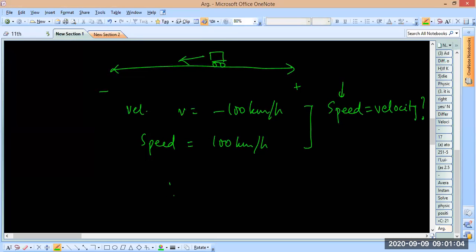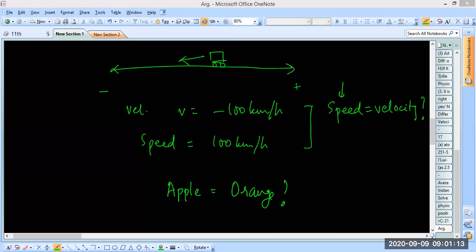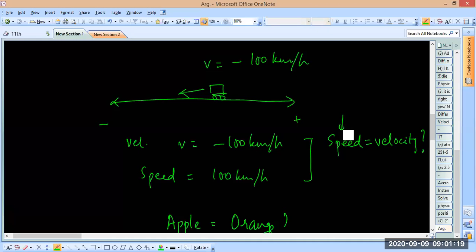It's like you are saying that one apple is equal to one orange. That is impossible because they are different fruits. They are different things, right? Okay. So speed is not equal to velocity. Remember that. Speed is equal to the magnitude of velocity, right? Okay, yeah, so most of you got it right.